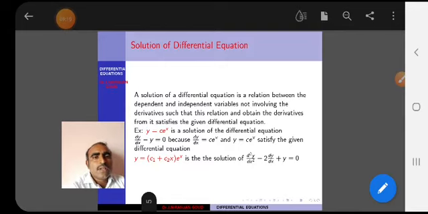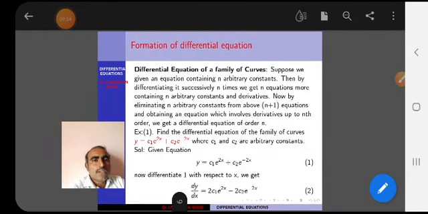Similarly, y equal to (c1 plus c2 x) e power x is a solution of d square y by dx square minus 2 dy/dx plus y is equal to 0. You may check that y equal to (c1 plus c2 x) e power x satisfies the given differential equation. Find dy/dx and d square y by dx square and substitute them in this equation. It satisfies the given differential equation. So y is equal to (c1 plus c2 x) e power x is a solution of this differential equation d square y by dx square minus 2 dy/dx plus y is equal to 0.